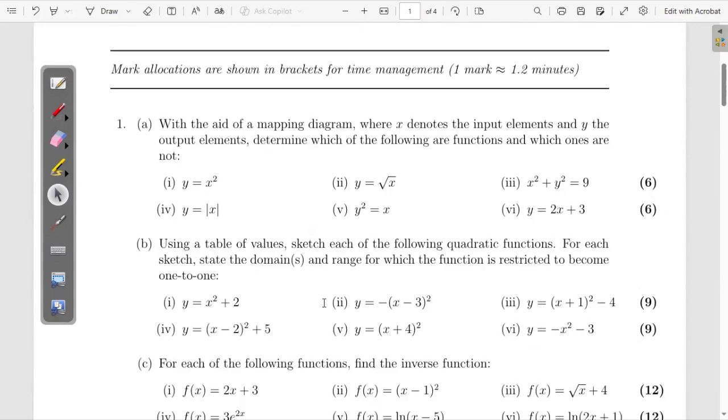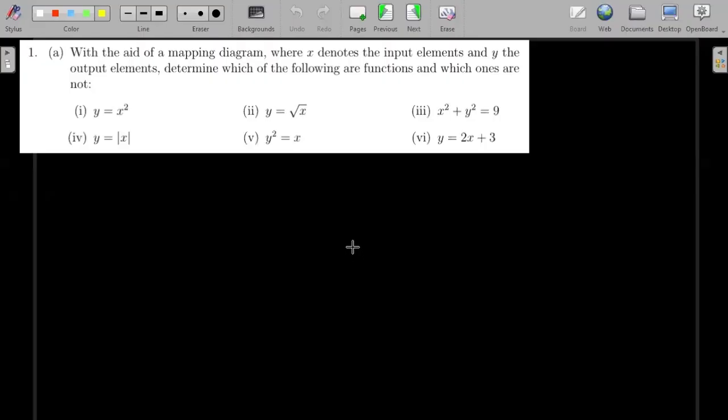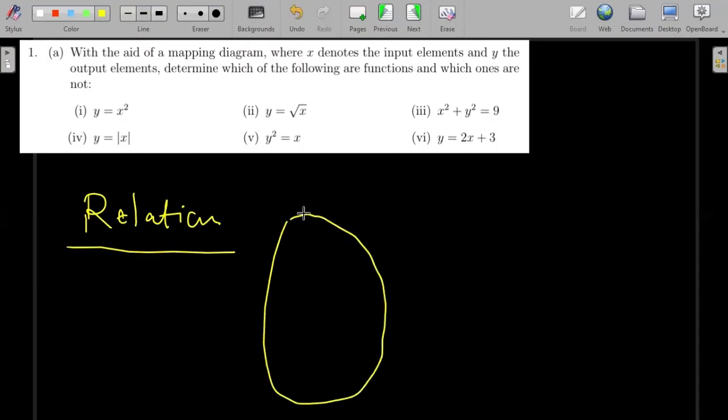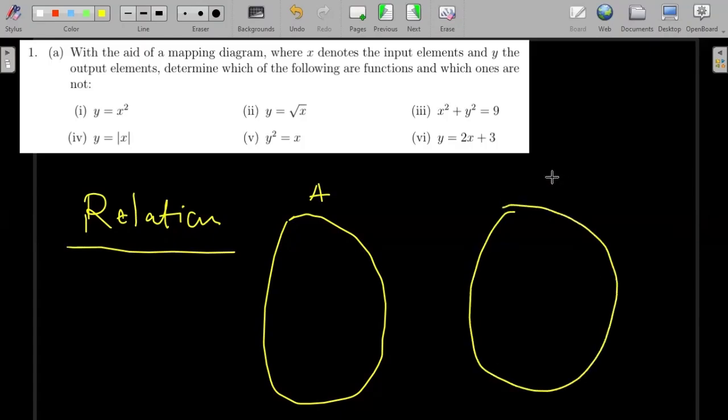Okay, so let's start solving this tutorial sheet. We start from question number 1. But before we even look at questions, I feel it is important to explain some of these concepts. So a function is under the umbrella of what we call a relation. Okay, so we know a relation. This relation is simply a relationship between two sets. So we can have maybe a set A here, and then we have a set B there.